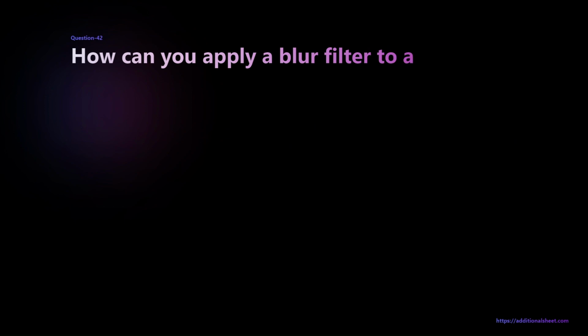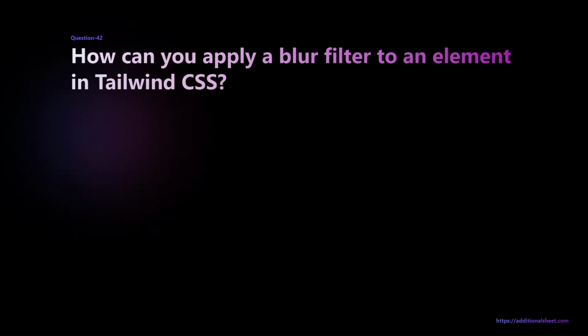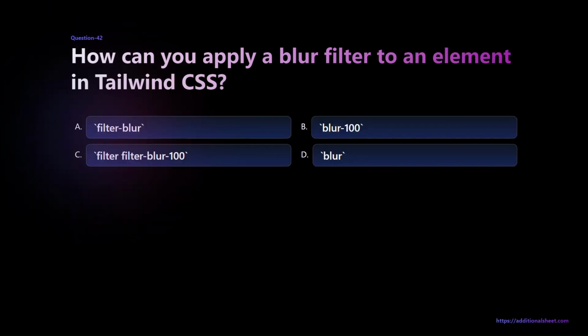How can you apply a blur filter to an element in Tailwind CSS? Option A, filter blur. Option B, blur-100. Option C, filter blur-100. Option D, blur. The correct answer is option C, filter blur-100.